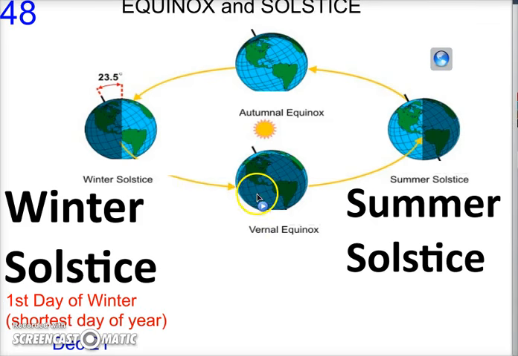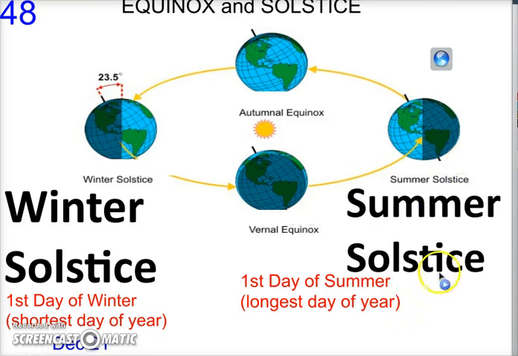As the Earth revolves around the sun about 6 months later, now the southern hemisphere will experience its closest tilt towards the sun, while the southern hemisphere will experience its farthest tilt away from the sun. Our summer solstice will be our first day of summer, or our longest day of the year, and this will occur in June 21st of 2018.